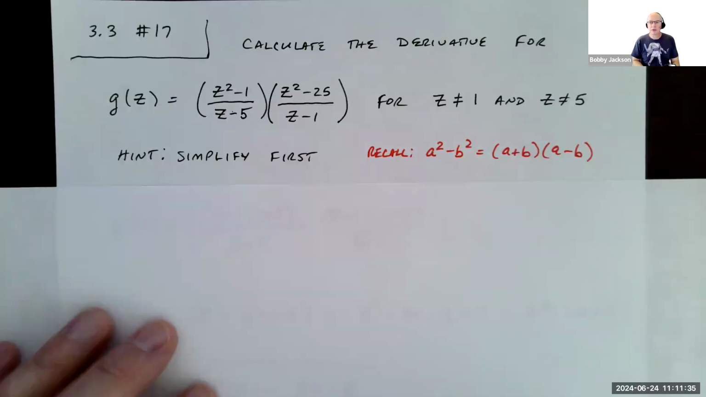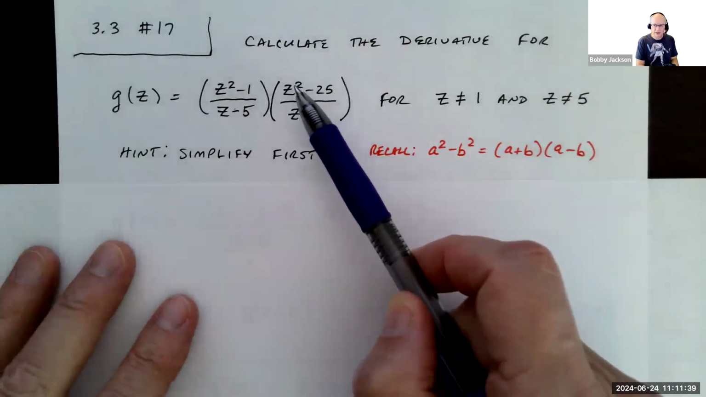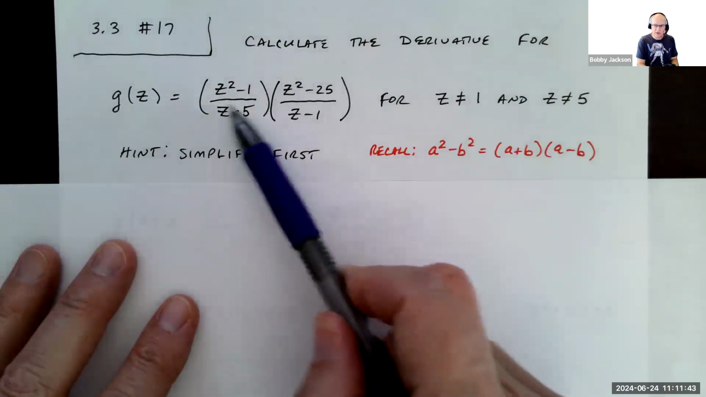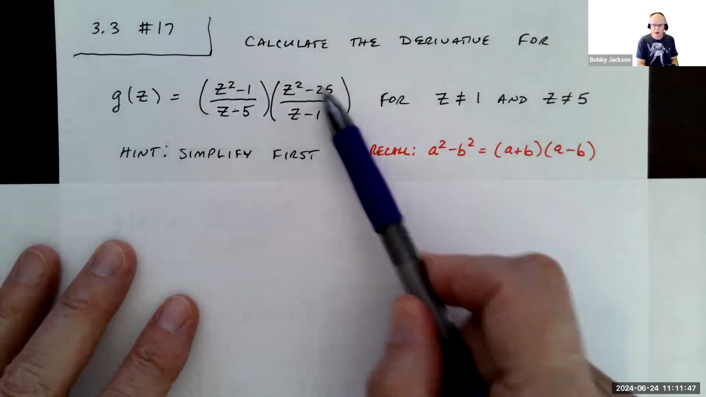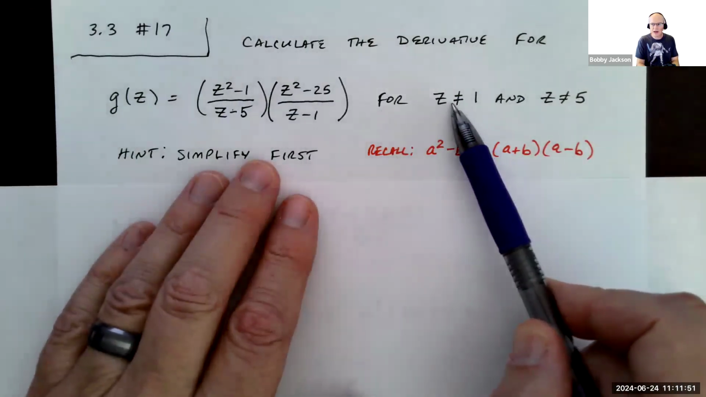Okay, we're going to look at number 17 in section 3.3. And at first glance, this seems like it's going to be a doozy. Calculate the derivative for this function, g of z. Oh my goodness, this times this, pretty complicated. The variable is z here. And they say to calculate it for z not equal to 1 and 5.